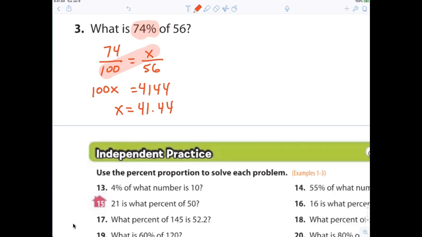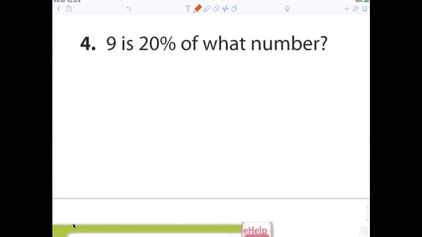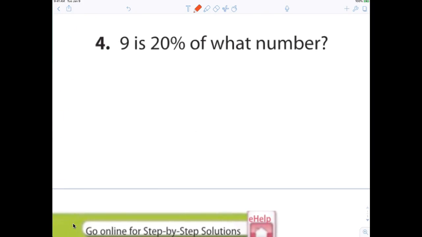Now look, you're looking right now on your paper. Everybody should have their calculator. If you don't have your calculator, you can use your iPad as your calculator. Now I'm on question number 4. Thomas, do you want to try to help me with number 4? What are you thinking?